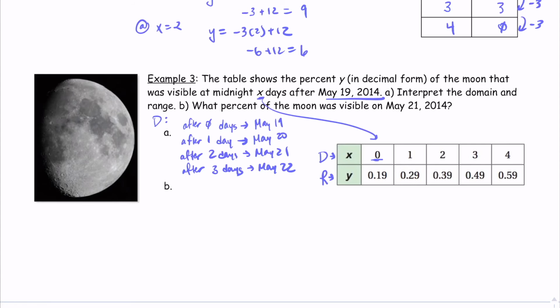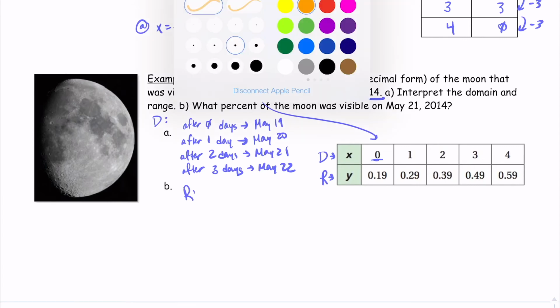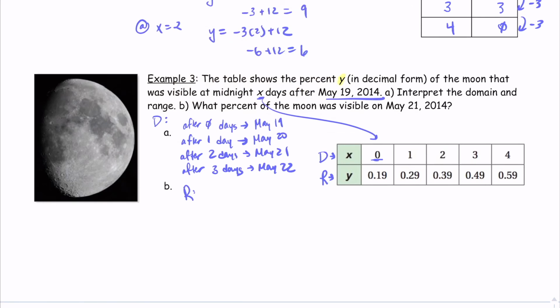Now let's talk about my range. I'll just do it right on the bottom. All my range is saying is percent of moon that was visible, right? There's no real way I can use these numbers to help me interpret it. So where did I get that? Well, take a look at my units for my y. My y is the percent of the moon that was visible at midnight. Okay, so that's all you have to write. So percent of moon that was visible at midnight.